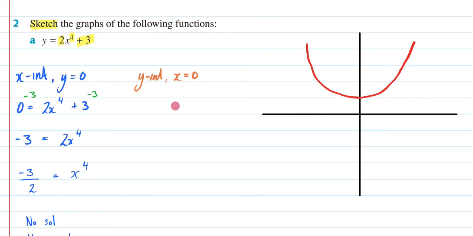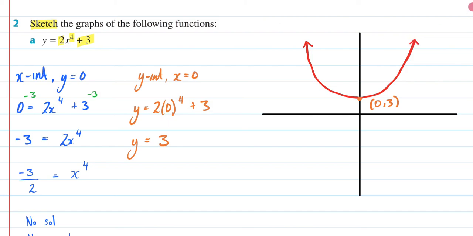So if I was to let x equal 0, I'm going to get y is equal to 2 times 0 to the 4 plus 3. All of this is just going to go away because of that 0. So I'm just going to get y is equal to 3. This point right here is going to be 0, 3. And just like that, we are finished. That's all we need to do.